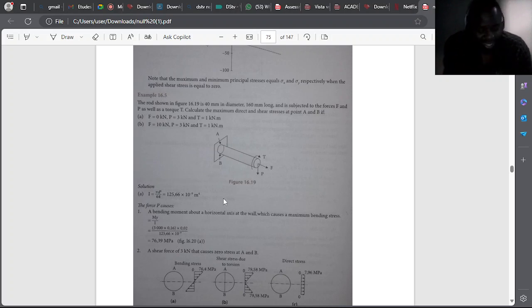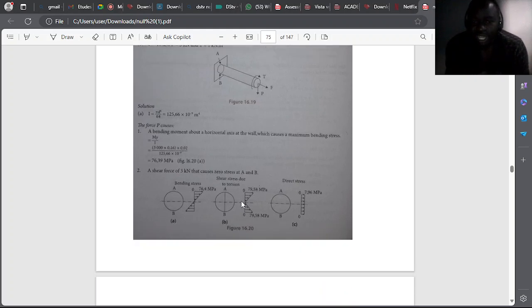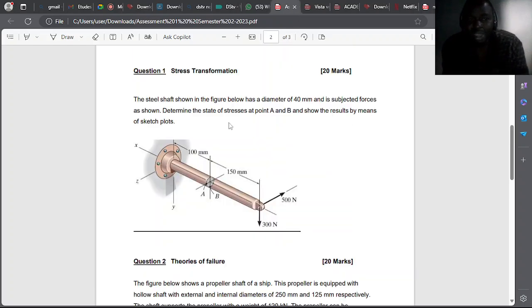So simple as that. Kosa can simply remove the torque and ask you to get shear stress, direct stress, and show these things. I don't know how he's calling it. But if you read, you know what it's asking, right? This one is calling it show the result by means of sketch plots. That is what he means by that. So if you see something like this, it is important to read the question.